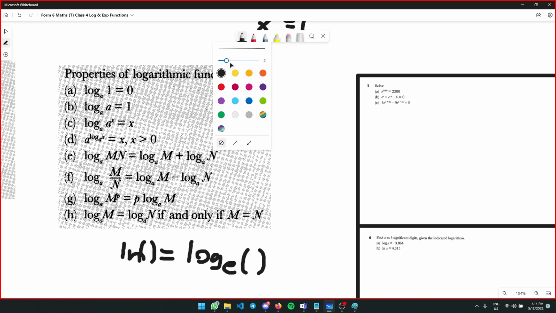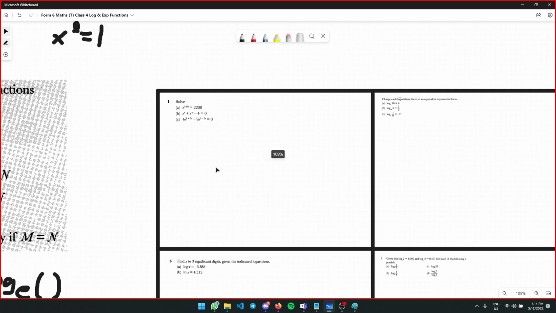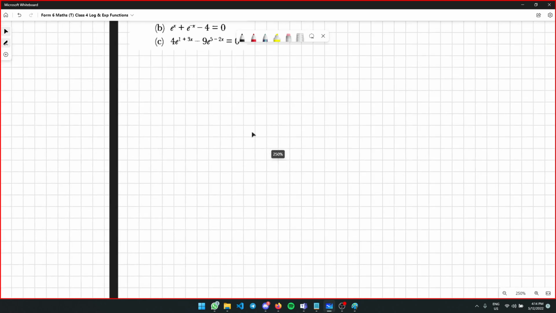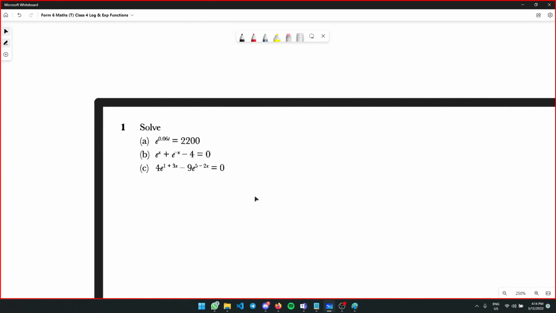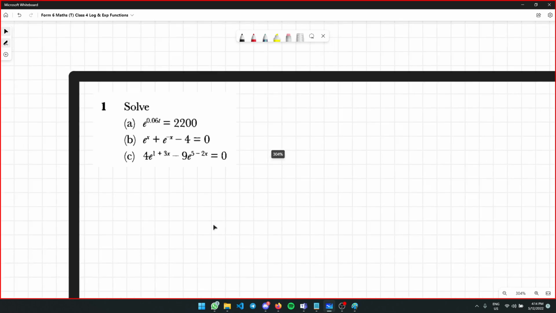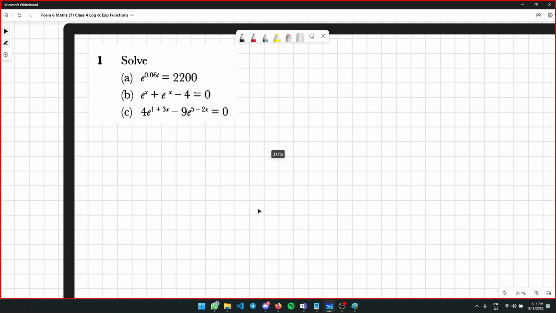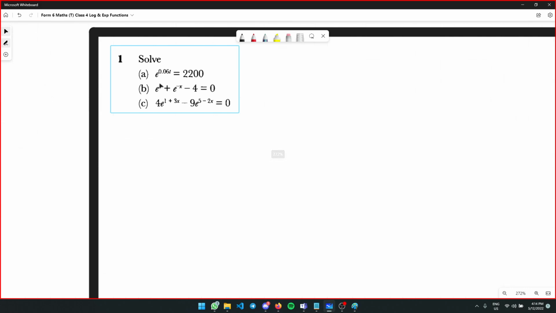All right, let's go through some of these questions. For the first part, solve e to the power of 0.06t equals 2200. So how do we go about this? Quite simple. Let's go to the first question, A. I just copy it back.